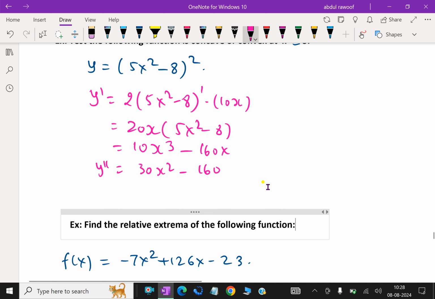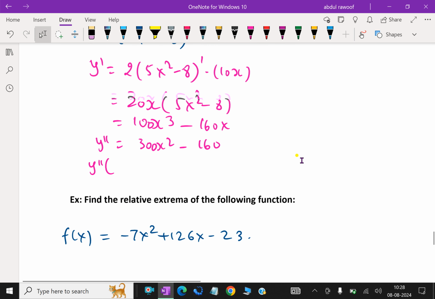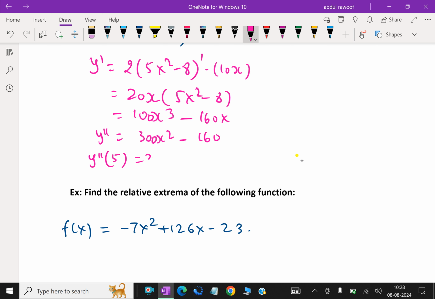Here this is 100, not 20. Then this is 300 because 20 into 5 is 100. So y double dash equal to 300x squared minus 160. At x equal to 5, 300 into 5 squared, 25, minus 160. So of course it is positive, so convex.